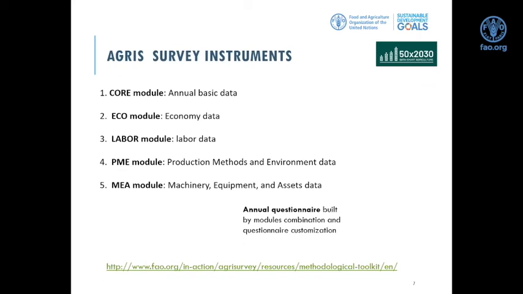So, as I said, we have, in fact, five models in AGRIS. But the annual questionnaire, in fact, is a combination of models. Could be only the core, but could be core plus economy, or combining economy with labor, and should be customized. The AGRIS handbook says that the method is more or less like a menu of items and questions, and it depends on the priority of the country which kind of information is included each year. So the idea is really to do a customization according to the priority of the country, but covering at least all these dimensions.